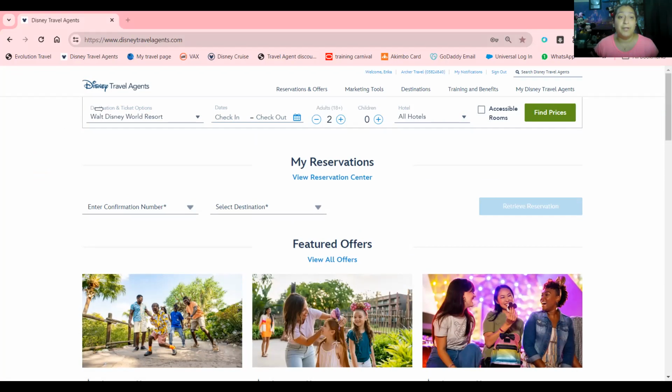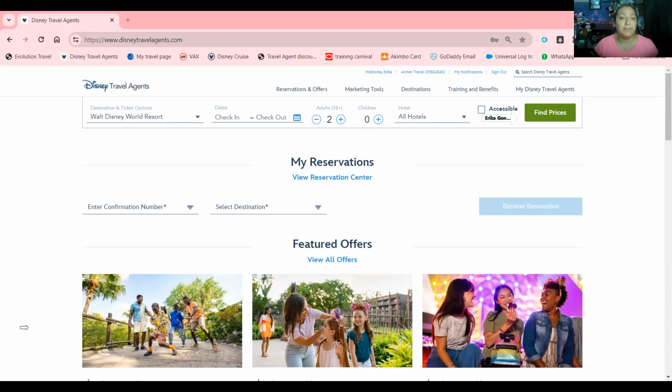Now, from here, if you guys are able to see right here, you are able to see destinations. You can see the dates, adults, children, and we're just going to find prices. Okay. We don't need to do hotels. All right. So again, it's going to be destinations, dates, how many adults, how many children, and just find prices.